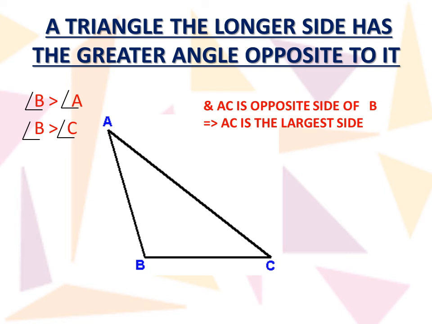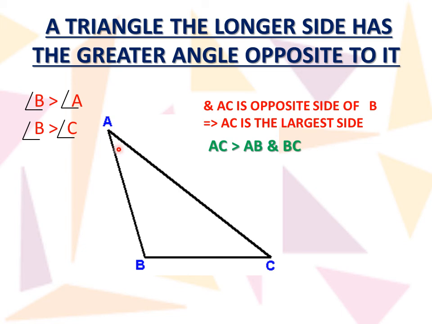Now in the next slide we see some more properties of the triangle. In a triangle, the longer side has the greater angle opposite to it. Now in this figure you see ABC is the triangle. In ABC you can see at point B we have an obtuse angle. That means it will be greater than these other two, because if one angle is obtuse, the other two have to be acute. Then only we can get the sum of 180 degrees.